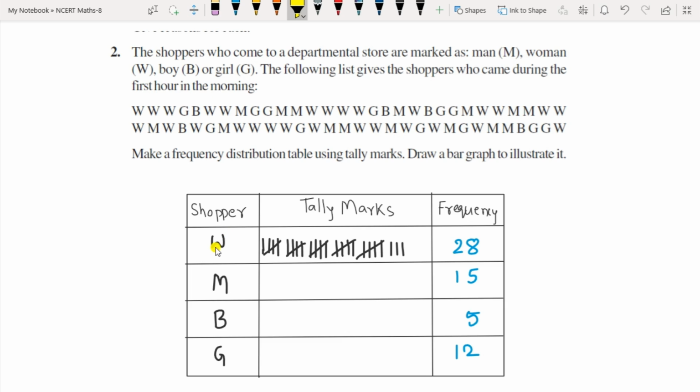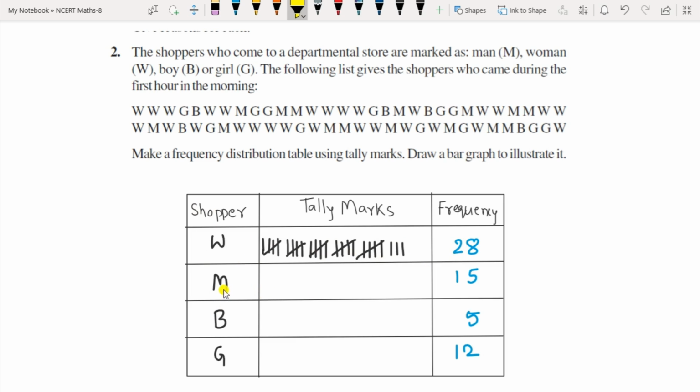Now for women, we can count W, so many W are there. So we will count the W, that is 28. Now how to draw 28? We have to give the tick marks and make a bundle of 5. The fifth one will be slanting, four will be straight lines, fifth one will be slanting, so that is a pack of 5. Okay, so this way a bundle of 5 we will make and count up to 28. So this is 5, 10, 15, 20, 25 and 3 is 28. So this way we can do it.